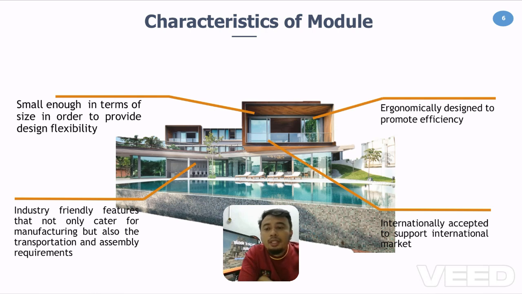Next one is industry friendly, with features that cater not only for manufacturing but also for transportation and assembly requirements. So you have requirements on transporting and assembly. It shouldn't be too long, so that it will be hard to transport, and maybe it's too large that you can't handle the object during the assembly. So these need to be considered when coming up with the module.